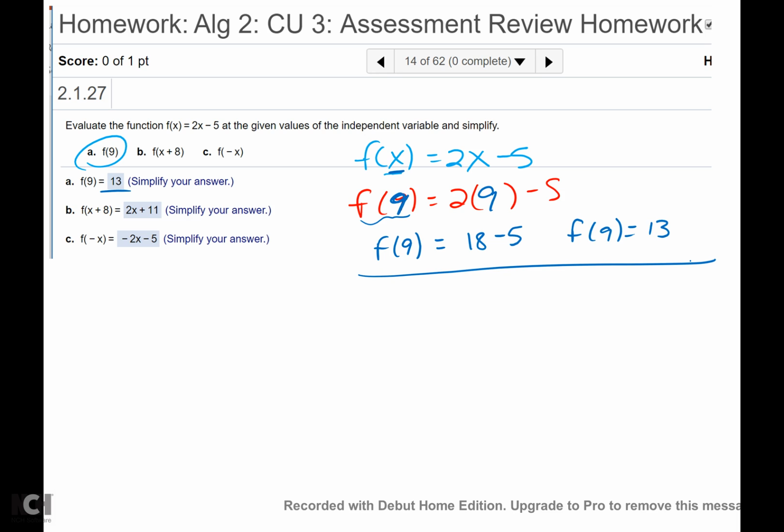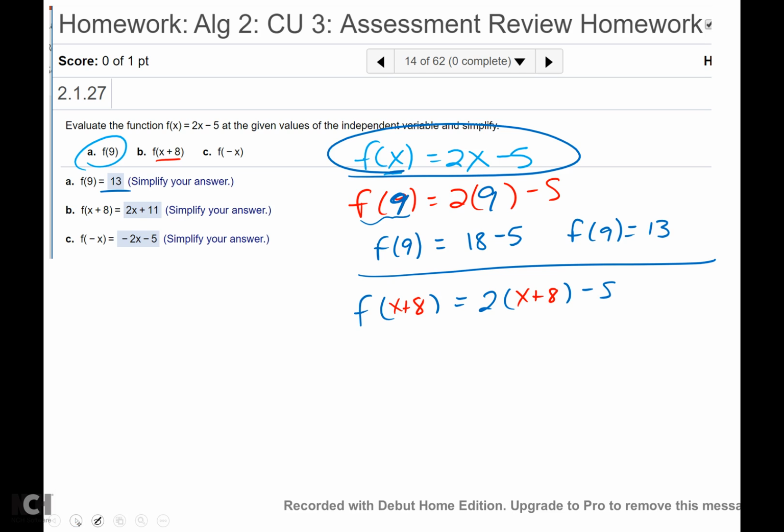Okay? For b, they want me to find f of x plus 8. Notice how I copy my function, but I leave the x's out, and I'm going to replace them with what they tell me to, which is x plus 8. So everywhere I see an x, I put x plus 8 instead. And then when I simplify, don't do any math on this side. That's just function notation. F of x plus 8 is going to be 2x plus 16 minus 5. Combine like terms. That gives me 2x plus 11.